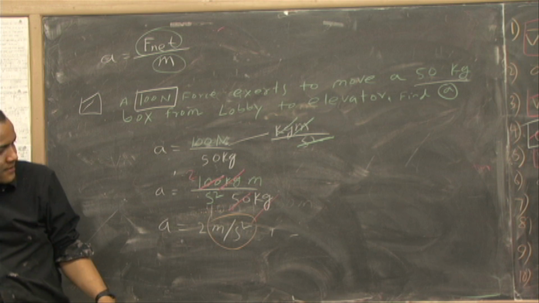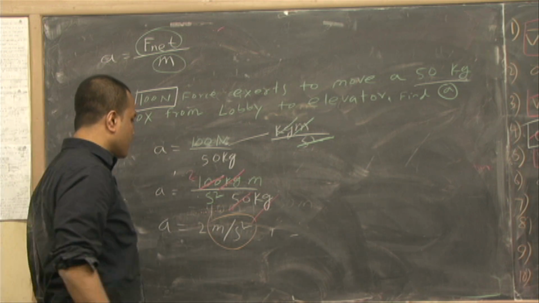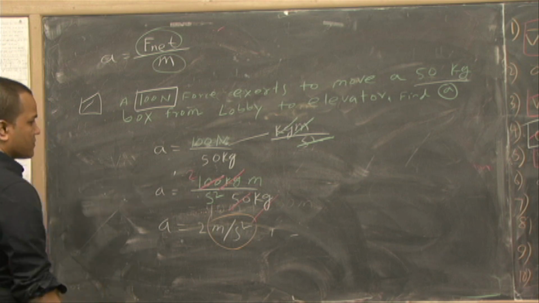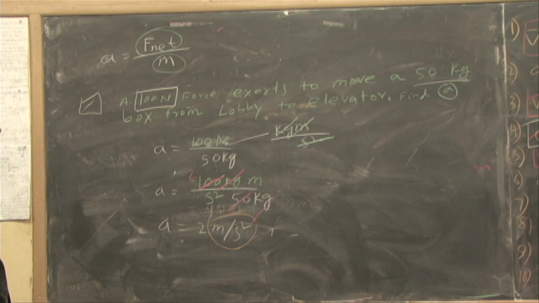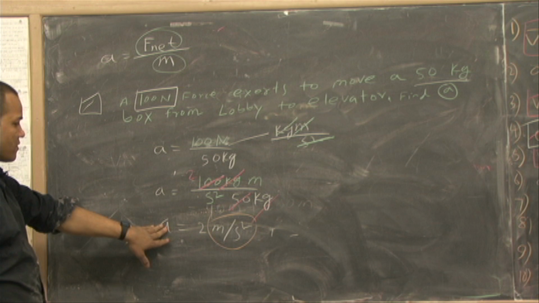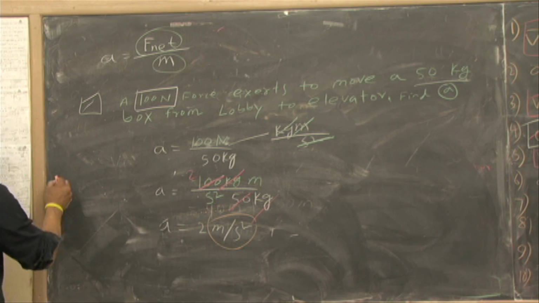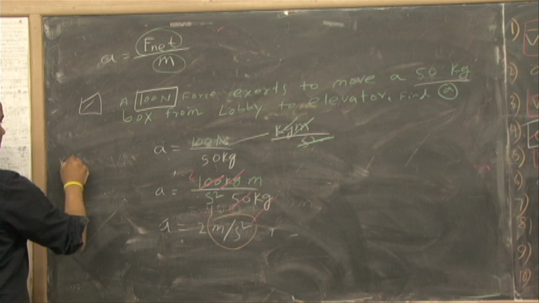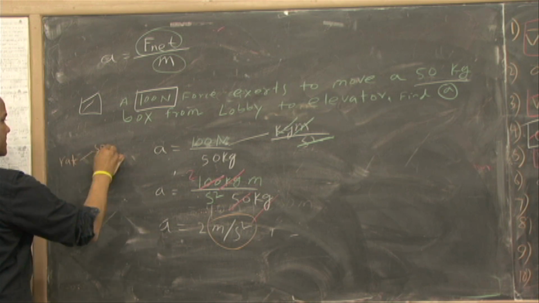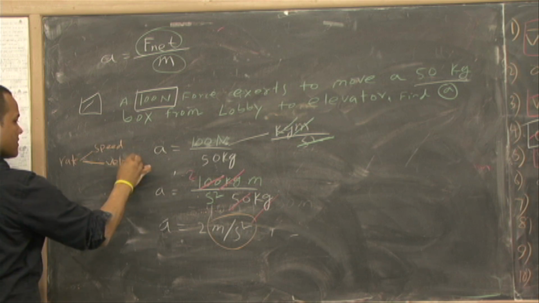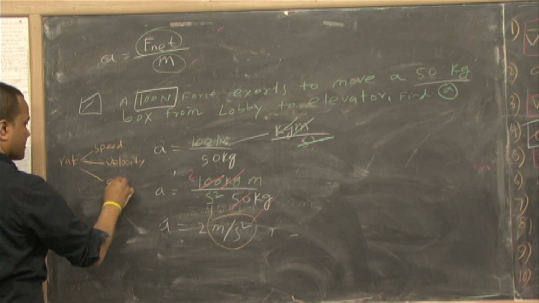So what is rate? In this case, the rate is acceleration. In physics, especially Newtonian physics, it is all about the relationship between motion and rates. Acceleration is one of the rates. What is another rate? So rates are speed, velocity, and acceleration.